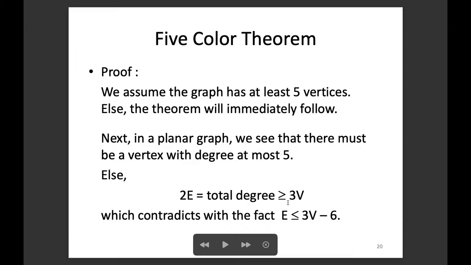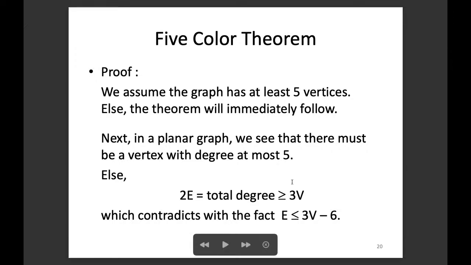The total degree here will be greater than, or there is a typo here. So the total degree will be greater than or equal to 6 times V, right? Because each vertex has degree at most 5. If it is not the case, then each vertex will have degree at least 6.